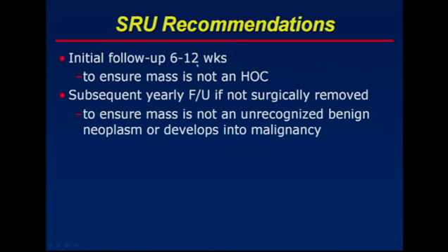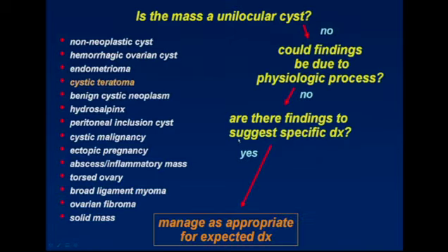So based on that, the SRU recommended that the initial follow-up for suspected endometriomas be at 6 to 12 weeks to ensure that the mass is not an acute hemorrhagic ovarian cyst, assuming that you don't see those hyperechoic wall foci, which could probably obviate the need for the 6 to 12 week follow-up. And then a yearly follow-up if it's not surgically removed to ensure that you're not mistaking a benign neoplasm as an endometrioma, or to be sure that there's not a malignancy that develops.